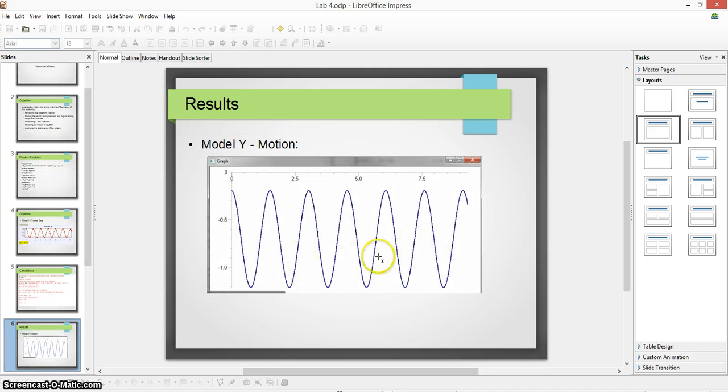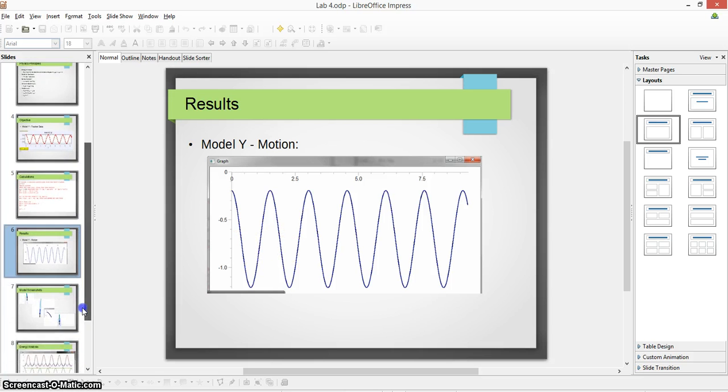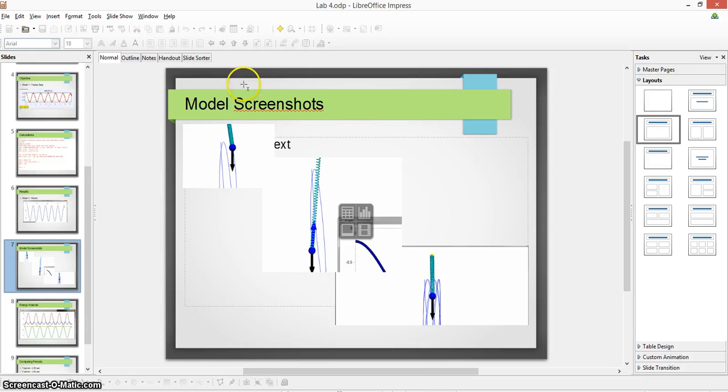This is what my model looked like when I did it in VPython. This is the graph that I got. As you can see, the amplitude is a little larger than the predicted one right here. I am not exactly sure why that's the case, but the period is identical, and this is modeling the motion pretty similarly. Here is a picture of some of the screenshots themselves.